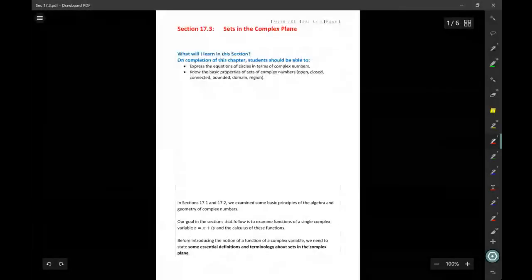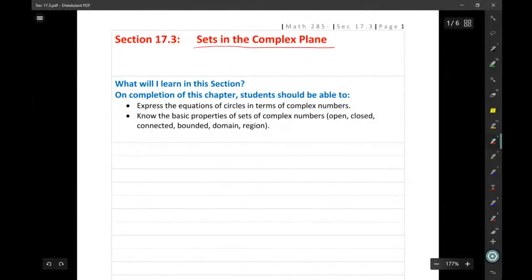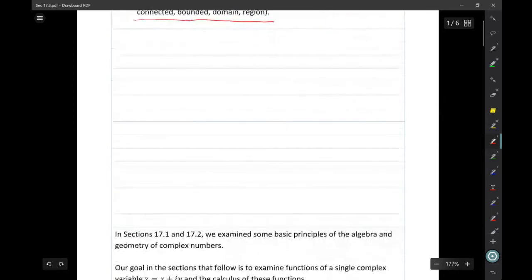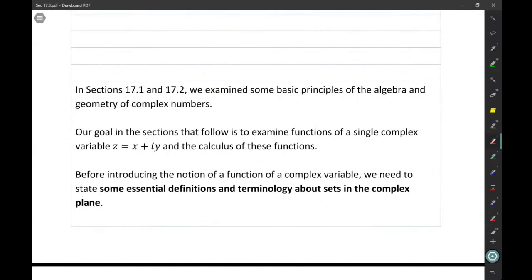This is a very short section. We would just like to learn the meaning of sets in complex numbers. Especially, we will be talking about circles in terms of complex numbers, and the properties of a set when it is open, closed, connected, bounded, a domain, or a region. This is just concepts we want to learn here about sets. All right, this is a very short section.